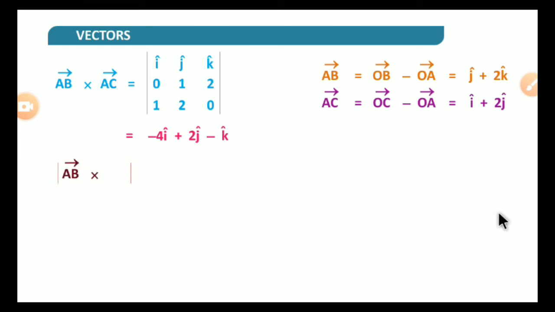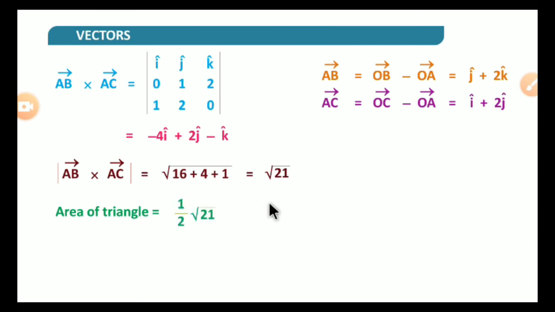Now find the magnitude of AB cross AC. That is equal to the square root of 16 plus 4 plus 1, which is the square root of 21. So the area of the triangle is 1 by 2 into the magnitude of AB cross AC, which is the square root of 21. Therefore, 1 by 2 square root of 21 square units is the area of the given triangle.